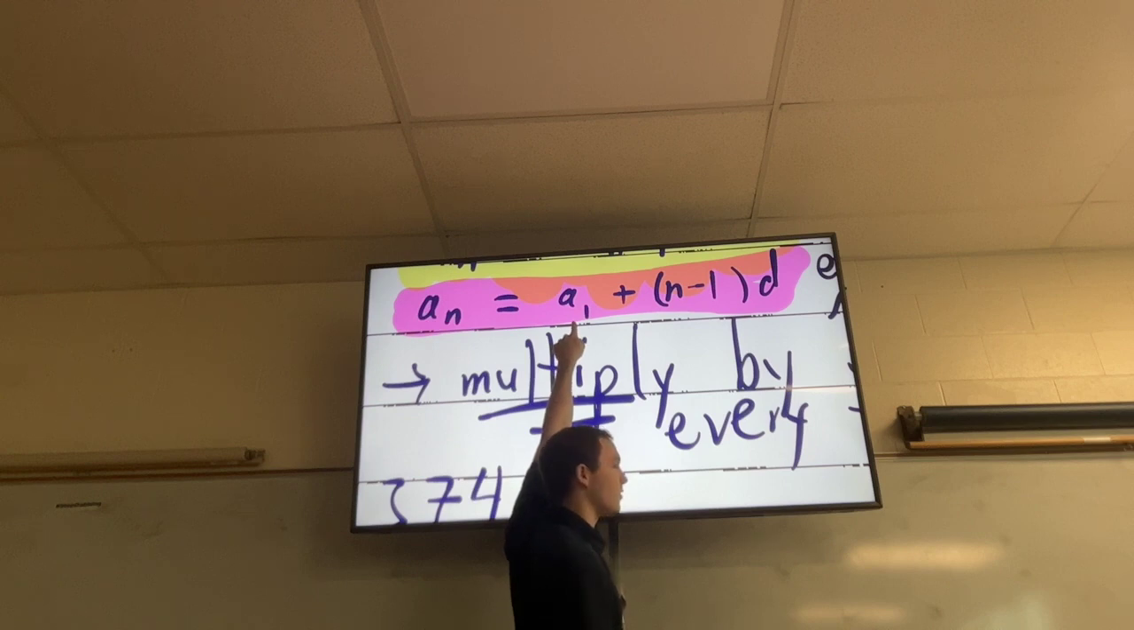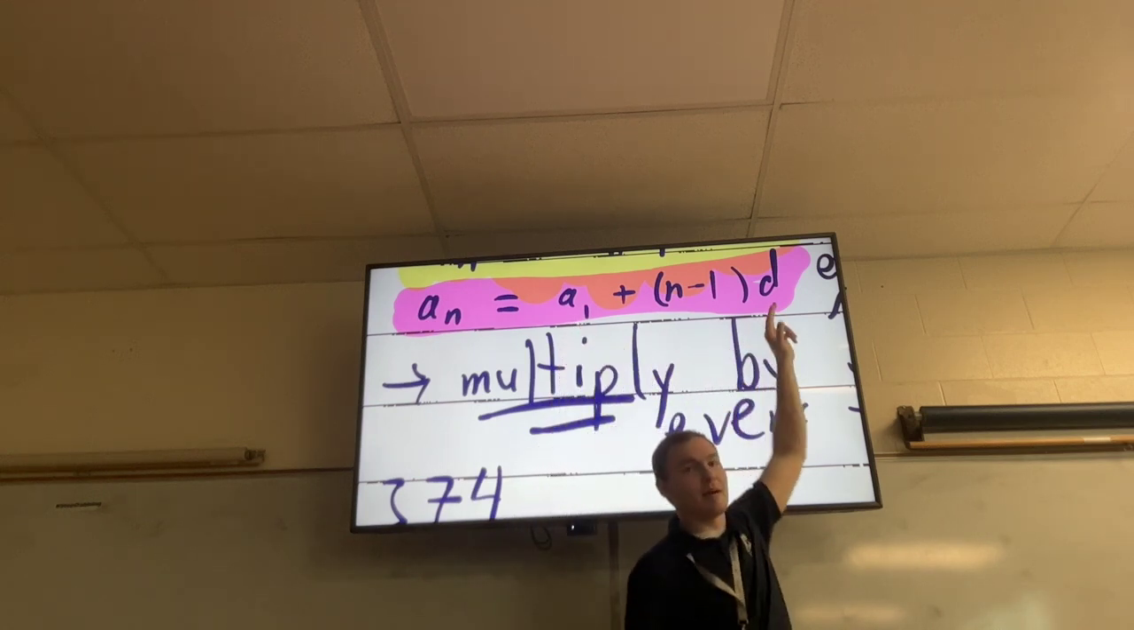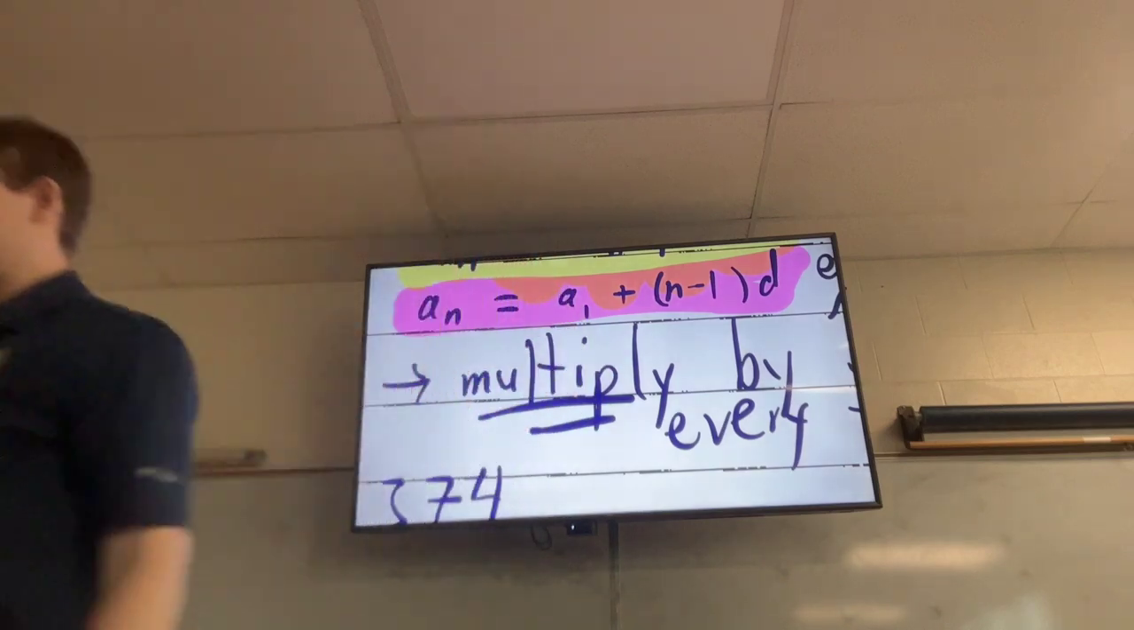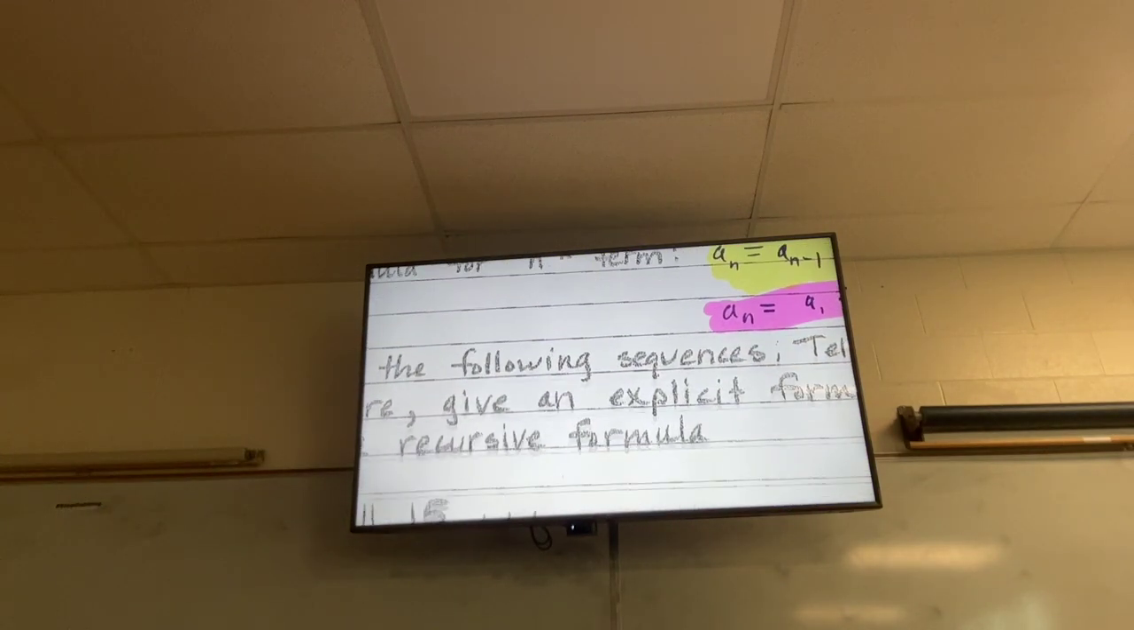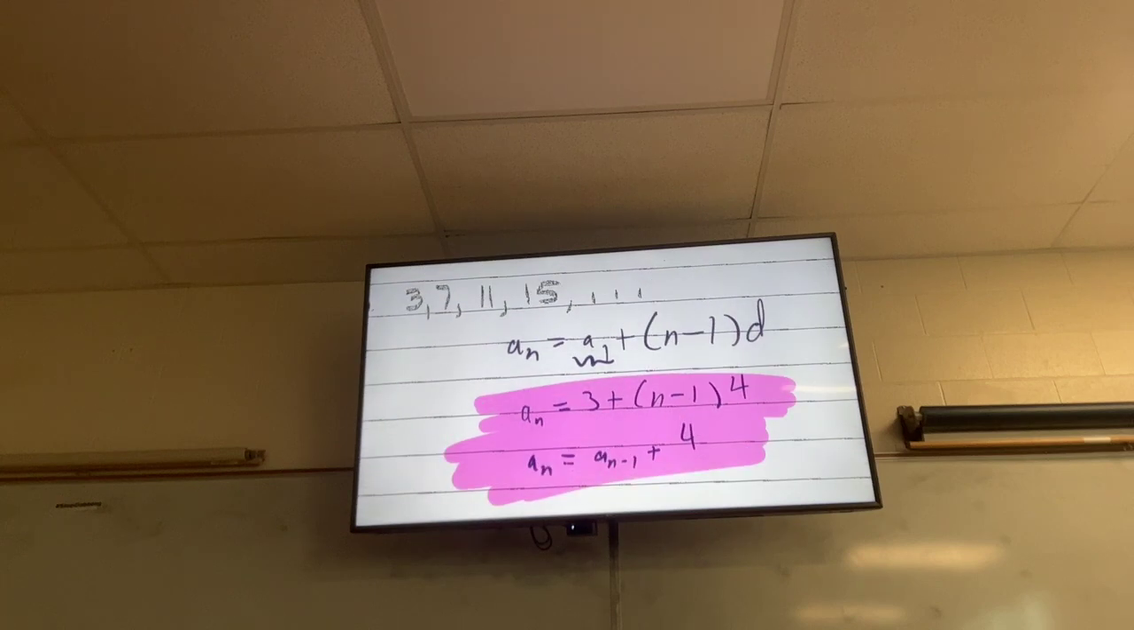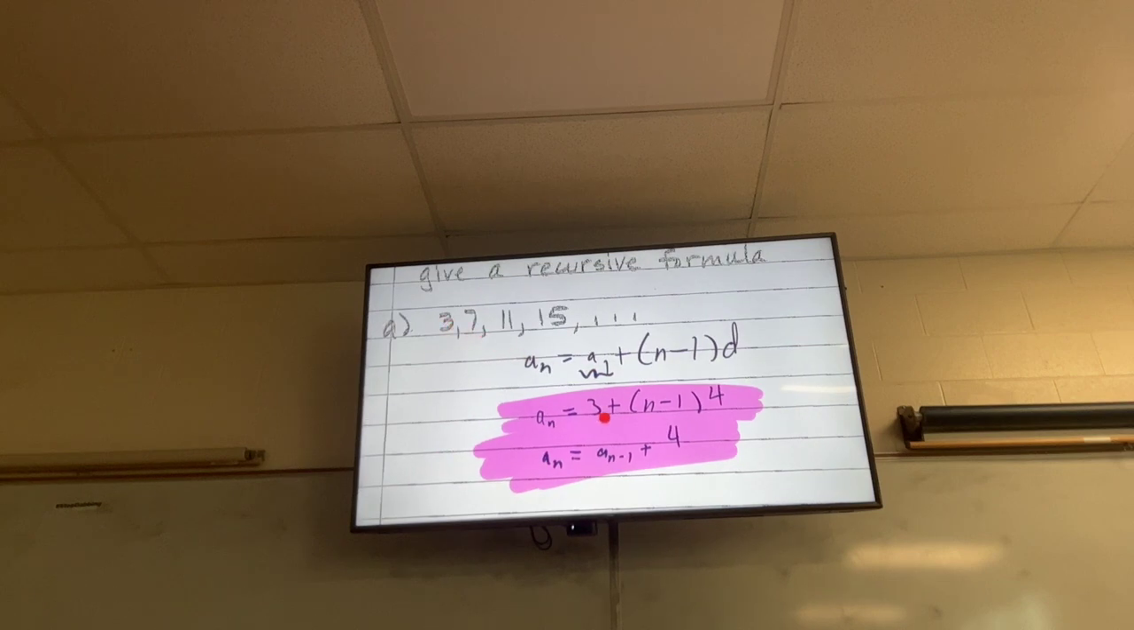And then we just write in what the first term in the sequence is, and then d is the number that I'm adding each time to go from one term to the next. So to get an explicit formula for this sequence, I wrote down a sub 1 plus n minus 1 times d. I wrote down what the first term is. Right here, I just copied down 3. And then the number that I add each time to go from one term to the next is 4. 3 plus 4 equals 7. 7 plus 4 equals 11. 11 plus 4 equals 15. So I just copied 4 right here.